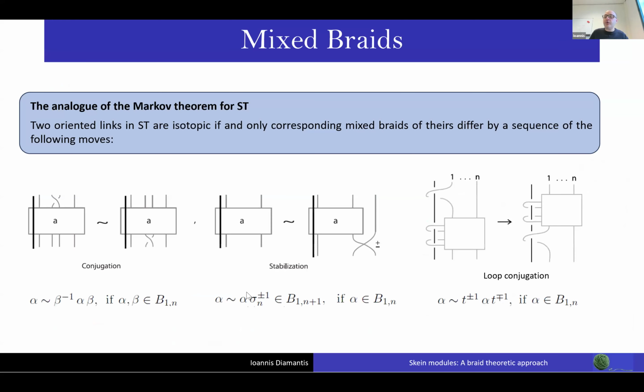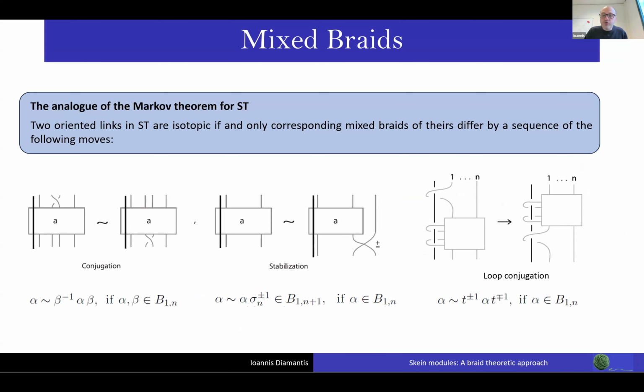All right. So the analog of the Markov theorem, which is extremely important for us here, says the following: if you have two links in the solid torus and you get two corresponding mixed braids of theirs that differ by a finite sequence of these moves, then the two links are isotopic. So what are the moves?